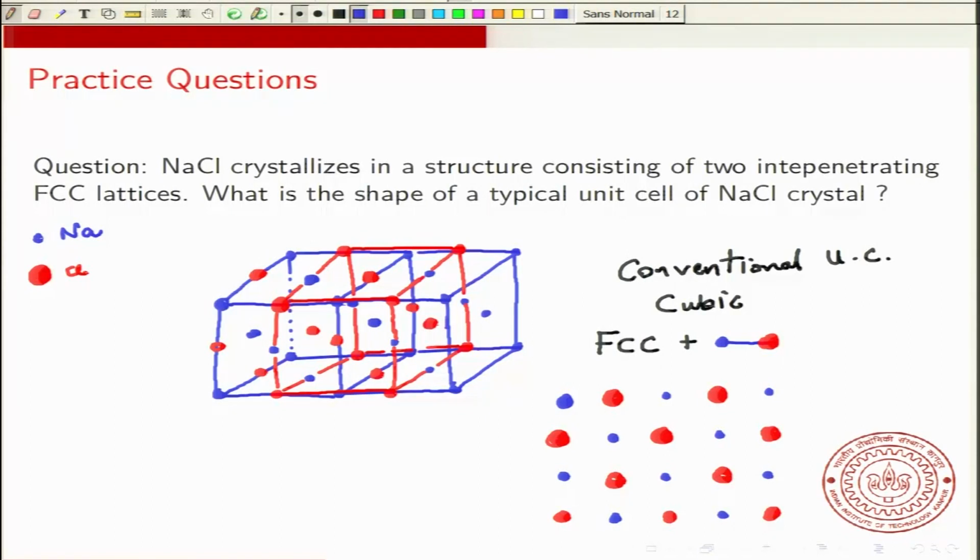So one choice of unit cell, I'll show two choices of unit cell. So one would be something like this.